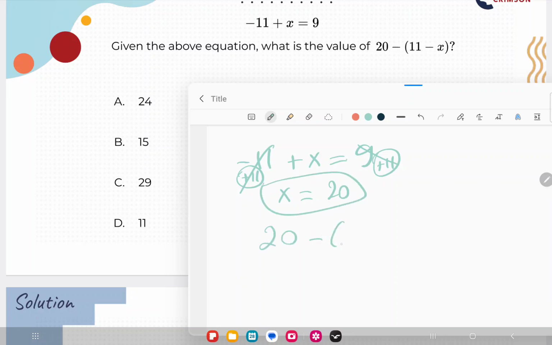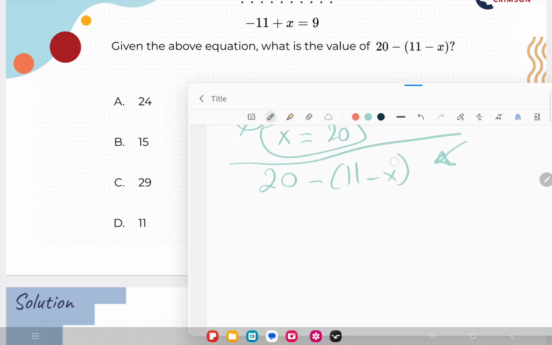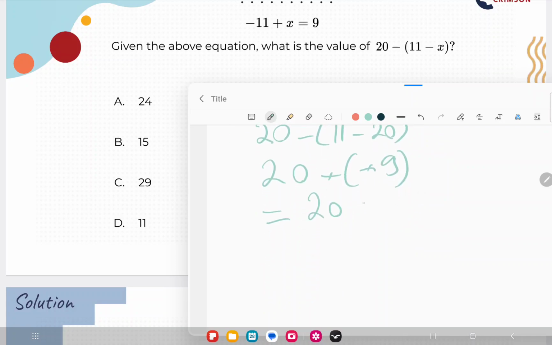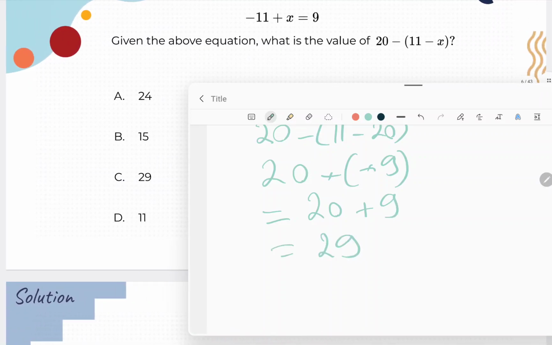So 20 minus 11 minus x, this is my expression. This is the one that I want to get. So how much is x? X is equals to 20. 20 minus 11 minus 20. So I would end up with 20 minus 9, which is equals to 20. Minus and minus gets me a plus 9, so it's 29 over here.